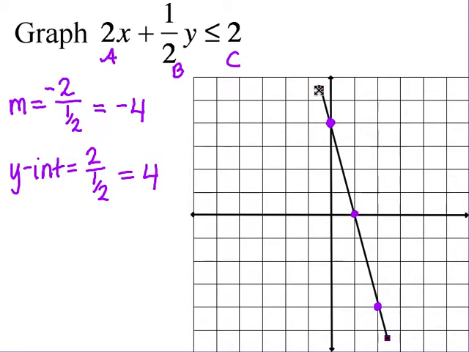There we go. Okay, so now I need to figure out what side of the line I'm going to shade. So I'm going to pick a point. What point do you want to use? 0, 0. That is on one side or the other. So I'm going to plug in 0 and 0.